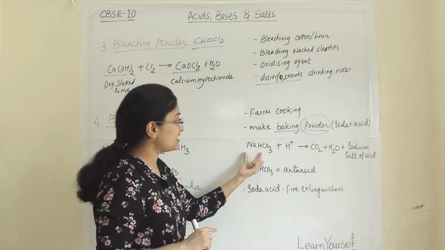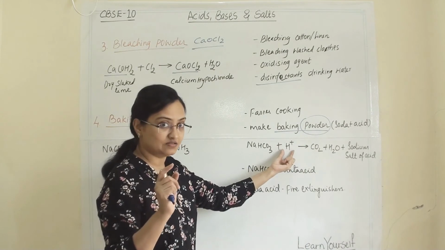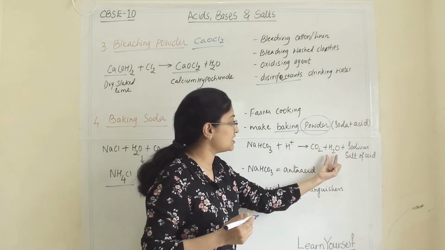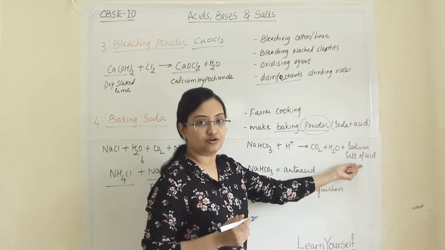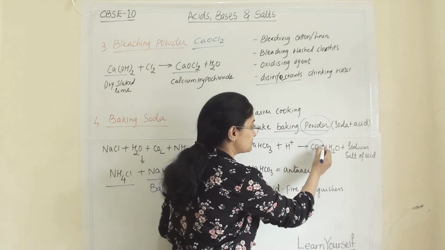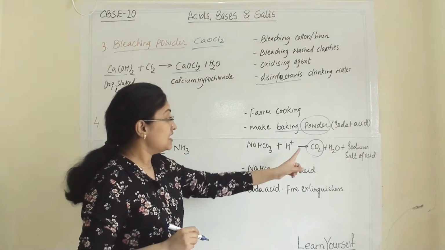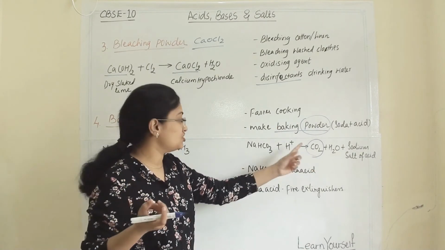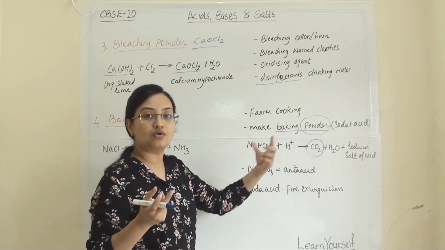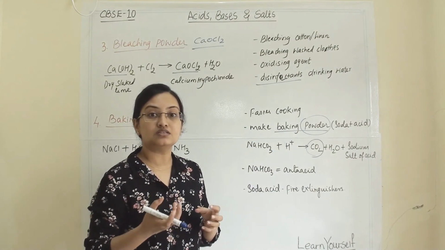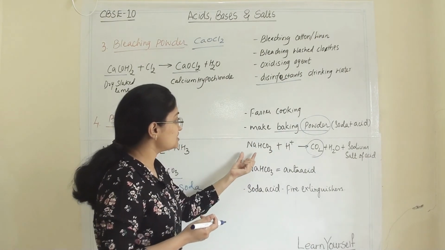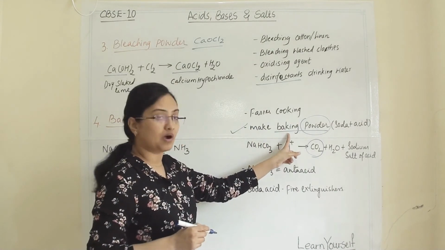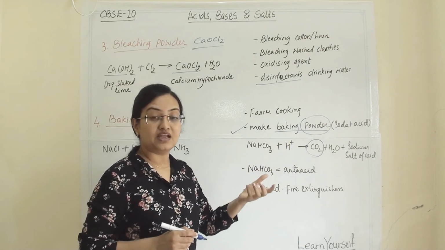When baking soda is mixed with a slight acid such as tartaric acid, it will give us carbon dioxide, water and the sodium salt of the acid. This carbon dioxide will help us make our cake, bread and buns spongy. So that's why we use baking powder majorly in cakes, buns, pastries and so on. This is a very important reason why we use baking powder in the bread and buns industry.